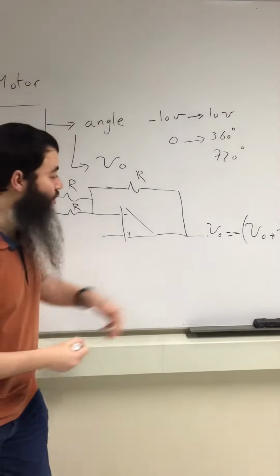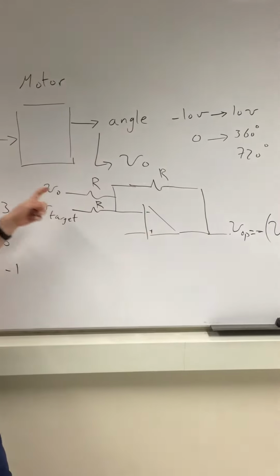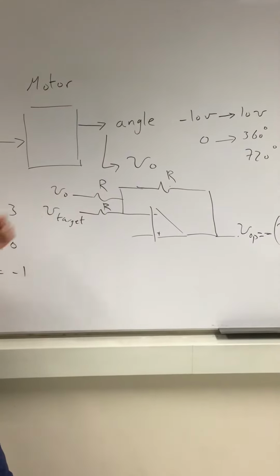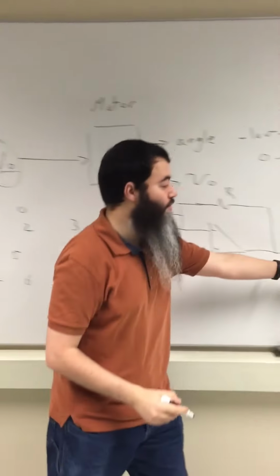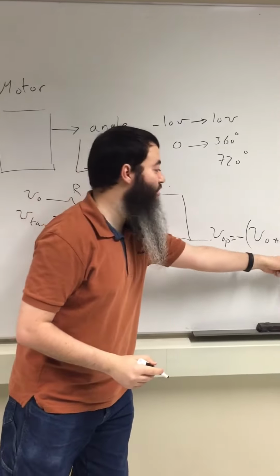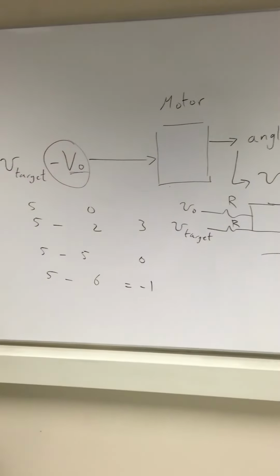So let's say this is V output. The output of the op-amp is the negative of V naught and V target. If we look here, we want negative V naught, so negative V naught is okay. But the problem is that V target has a negative sign, but V target here should have a positive sign. So what would you do?